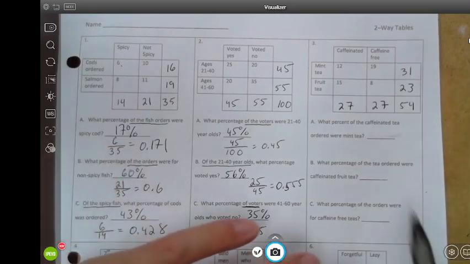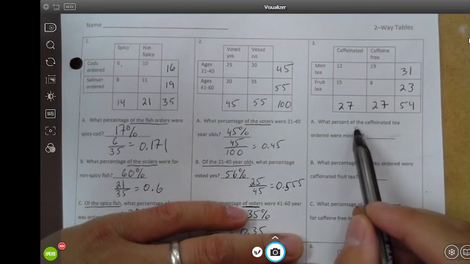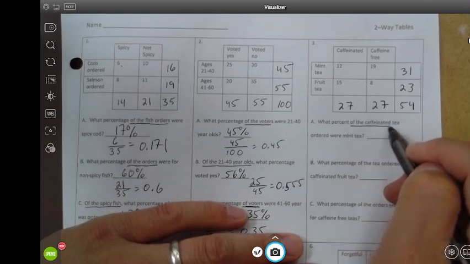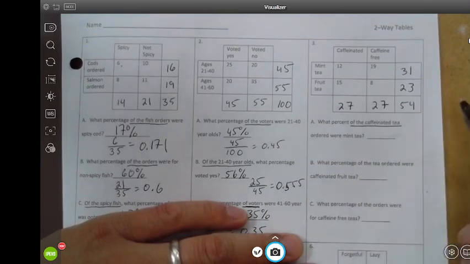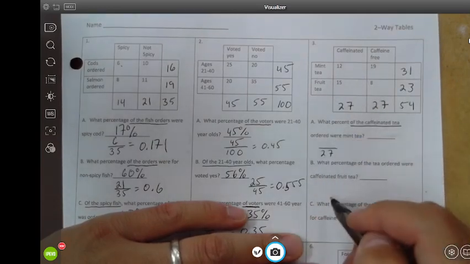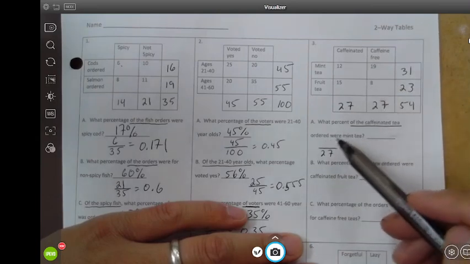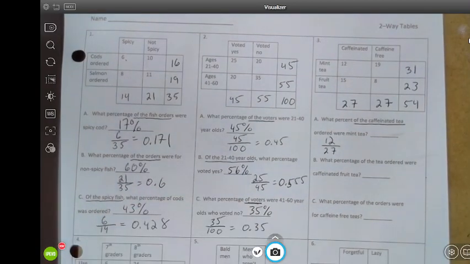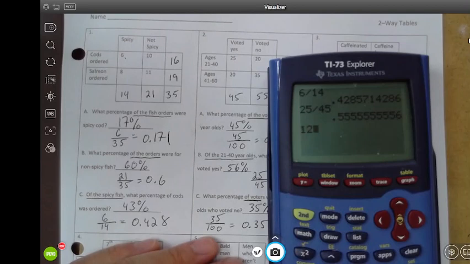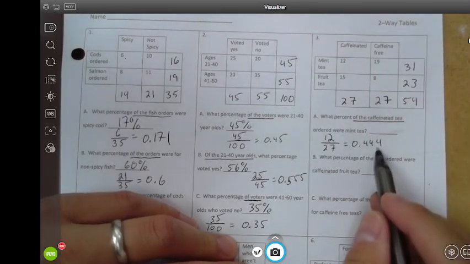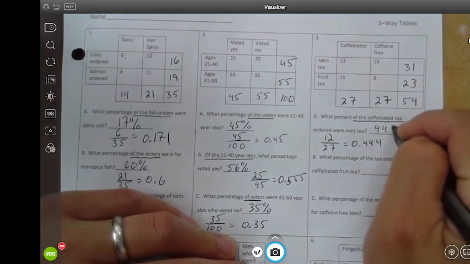All right, what percent of the caffeinated tea ordered were mint? All right, so the of is specified here, of the caffeinated tea. All right, so caffeinated tea, there's 27 of those. Okay, of the caffeinated tea, what percentage were mint? Okay, so that's 12 out of 27. So I'm going to divide 12 divided by 27, 0.444. That's 44.4%. So we'll just round it to 44%.